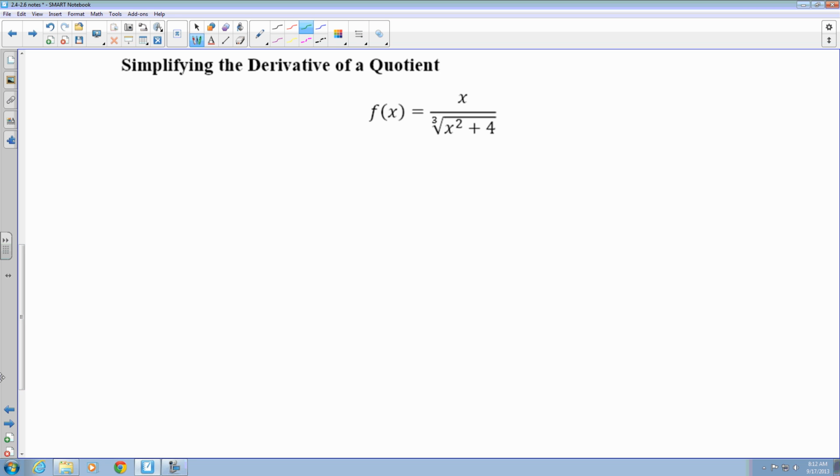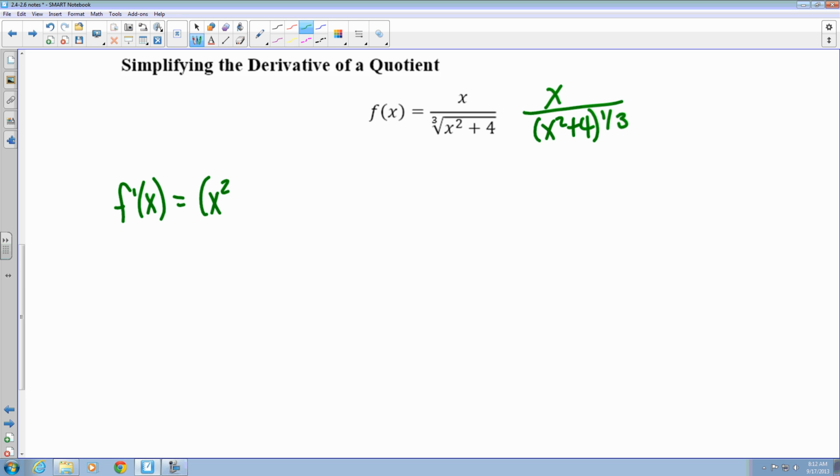Okay, simplifying the derivative of a quotient. So I'm just going to rewrite this with an exponent instead of a radical. And we could bring that x squared plus 4 to the 1/3 up top, but this is just going to be just as easy to do with the quotient rule. So that's what we're going to do.